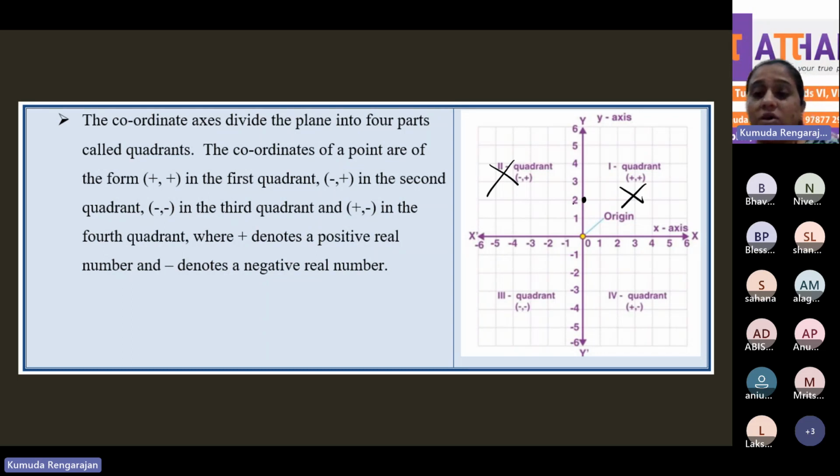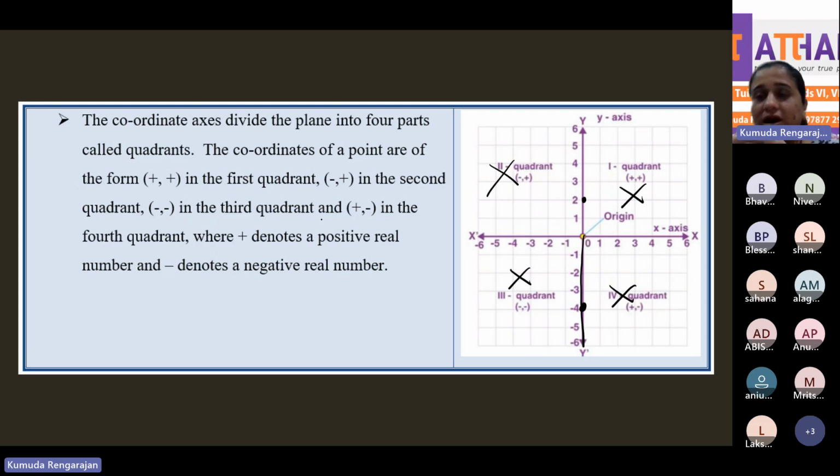It lies on the y-axis, on the positive side of the y-axis. And finally, if a point lies here, it is not in the fourth quadrant, not in the third quadrant. It lies on the y-axis, on the negative side of the y-axis. So these are the other locations.